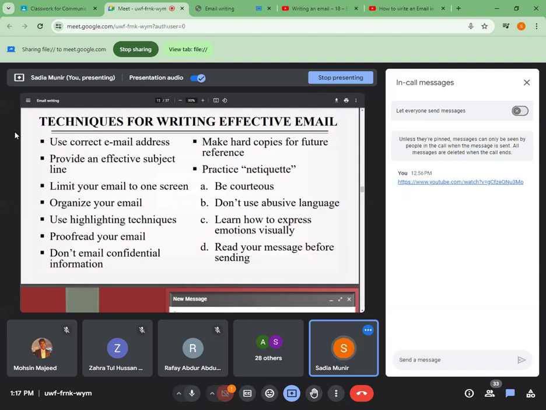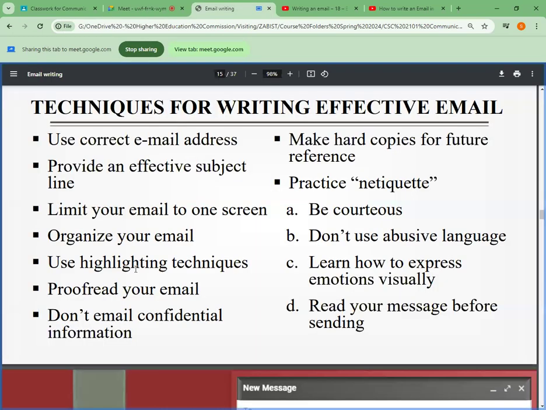Use highlighting techniques. ठीक है. Proofread your email. Do not email confidential information. Make hard copies for future reference. Practice netiquette. Be courteous. Don't use abusive language. Learn how to express emotions. Read your message before sending. So ये कुछ बेसिक चीजें हैं जो आपने माइंड में रखनी हैं.